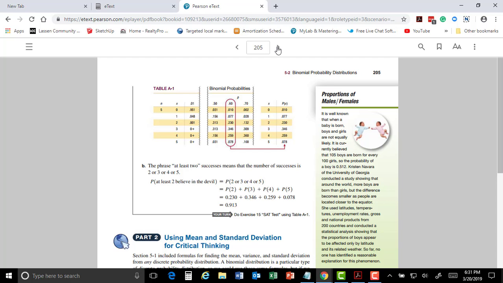So here, at least 2 successes means that the number of successes is 2, 3, or 4, or 5. Do you see the word or? Is that multiply or add? And I think it's going to be clear that they're mutually exclusive. So 2 or more is simply the probability of exactly 2, or 3, 4, 5. Look where we got this probability of exactly 2. There's 5 choose 2. Now look at the P. They got 0.230, probably, for getting 3, 0.3456, and so on.